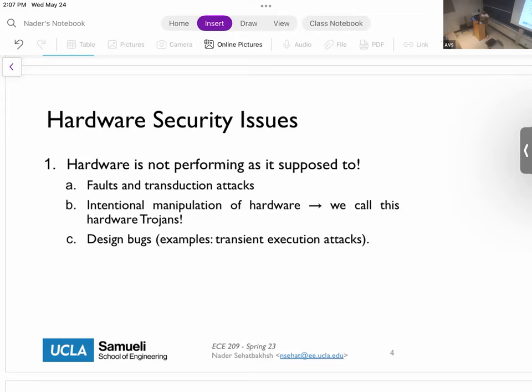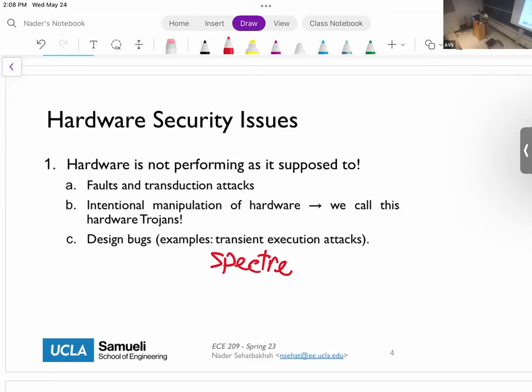One is what we call hardware trojans, which are essentially intentional manipulation of the hardware that could cause lots of problems that we're going to talk about today. And the third thing is design bugs, where, similar to software, there are wrong assumptions and wrong implementations that can cause problems in our systems. I'm going to particularly talk about this very big thing in the hardware computer architecture community, that is transient execution attacks. You probably have heard about Spectre and Meltdown. These are examples of transient execution attacks. Hopefully we will get time to talk about this. If not, I'll probably just record a short video and post it online.